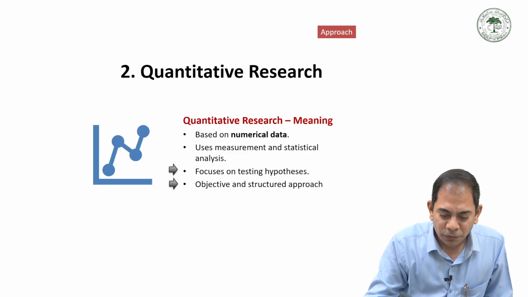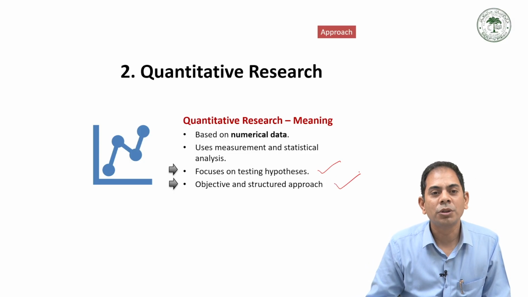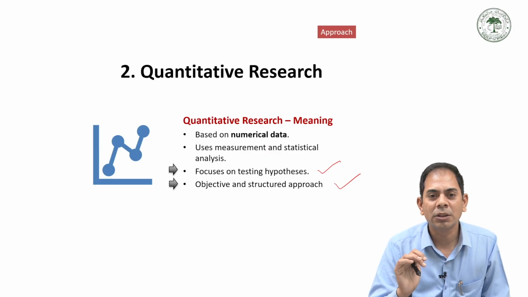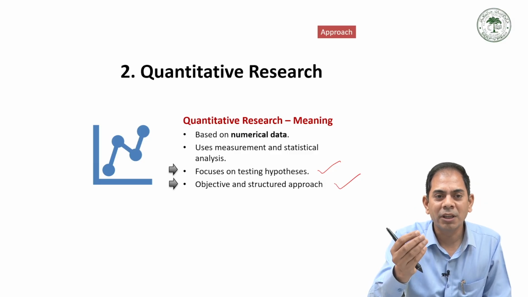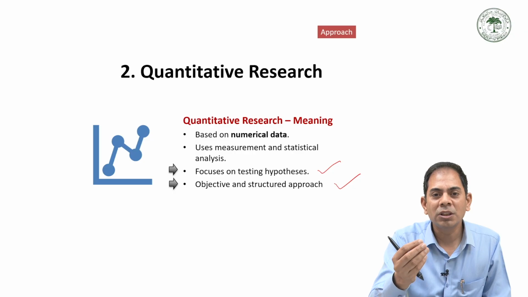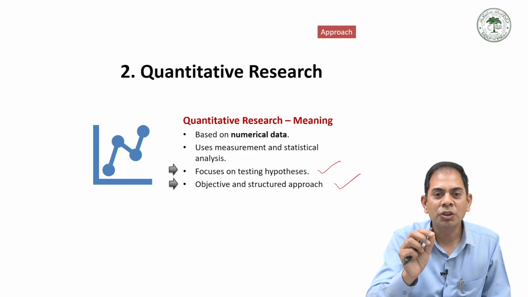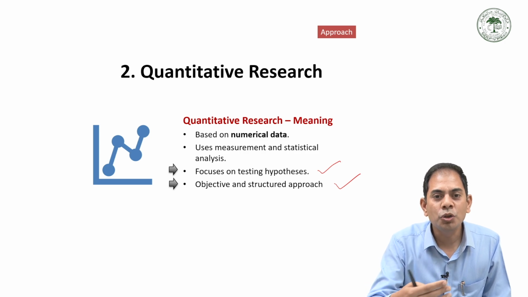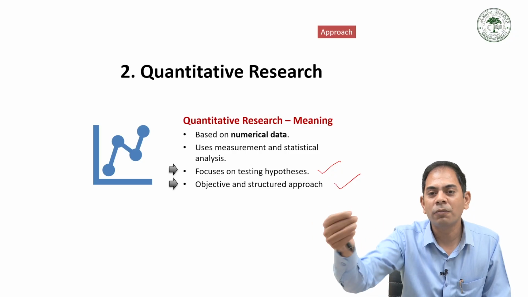The next important thing is the focus on testing of hypothesis, and the objective and structured approach. The third thing is the focus of the testing of hypothesis. A hypothesis is generally a statement on the basis of limited evidence. In quantitative research, we start with a hypothesis, that is called a prediction. For example, strength training improves muscular endurance. Then we test this using the data and statistical methods, and after that we reach a specific conclusion.